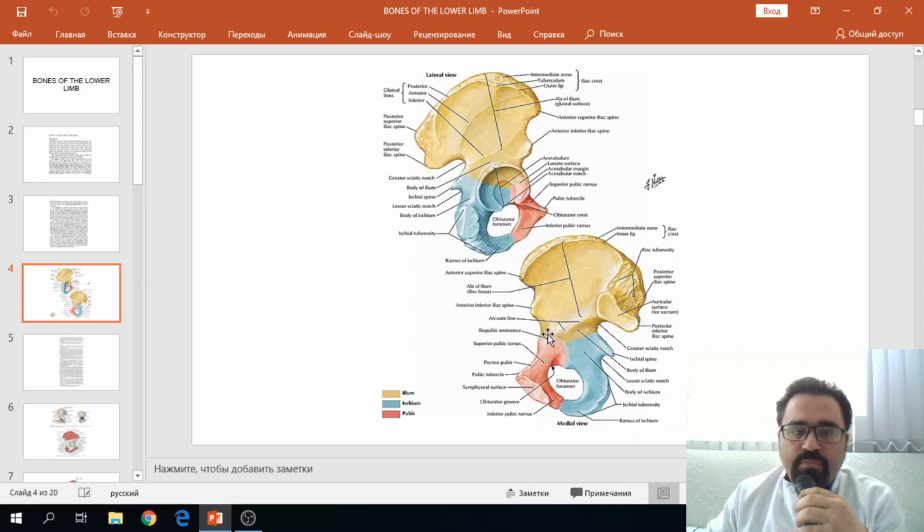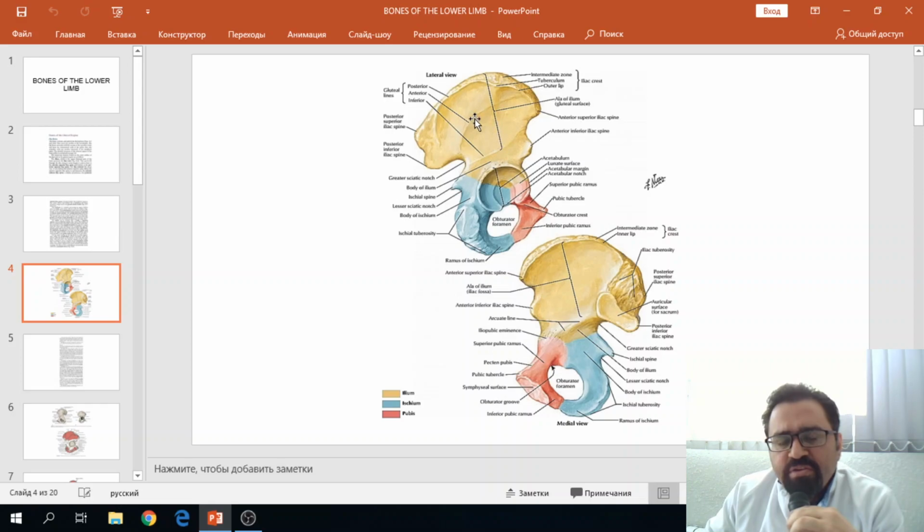So, what are the features? There are three bones combined together to form a hip bone. The upper, the superior, and the larger part is formed by the ilium.